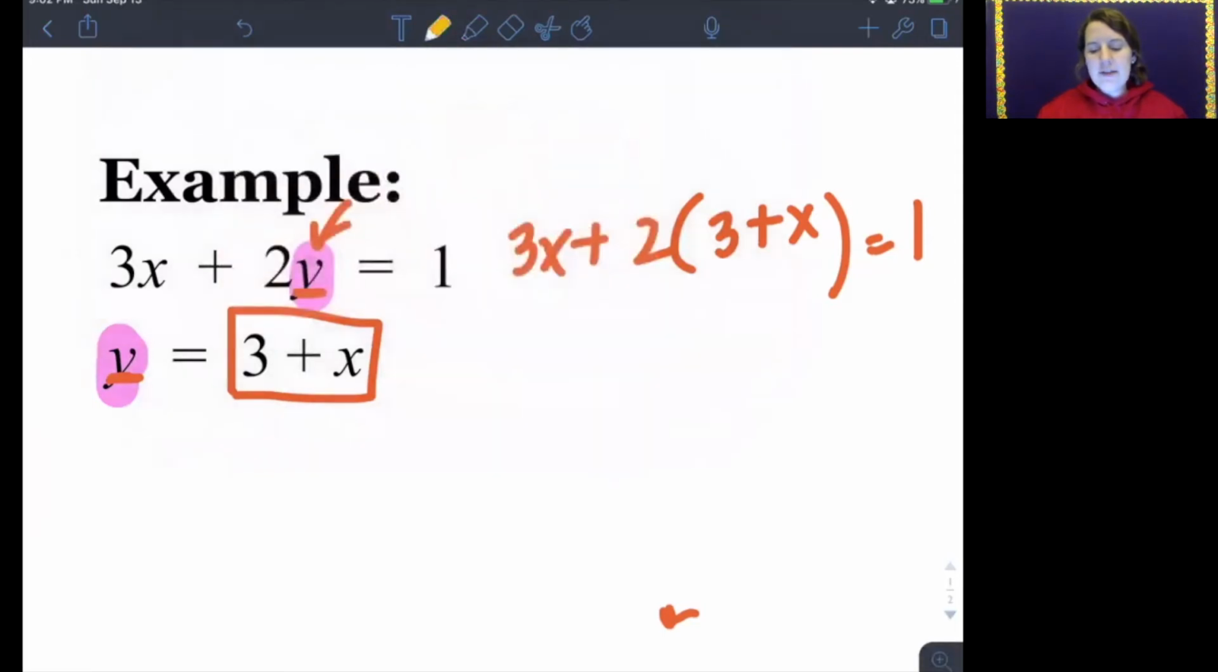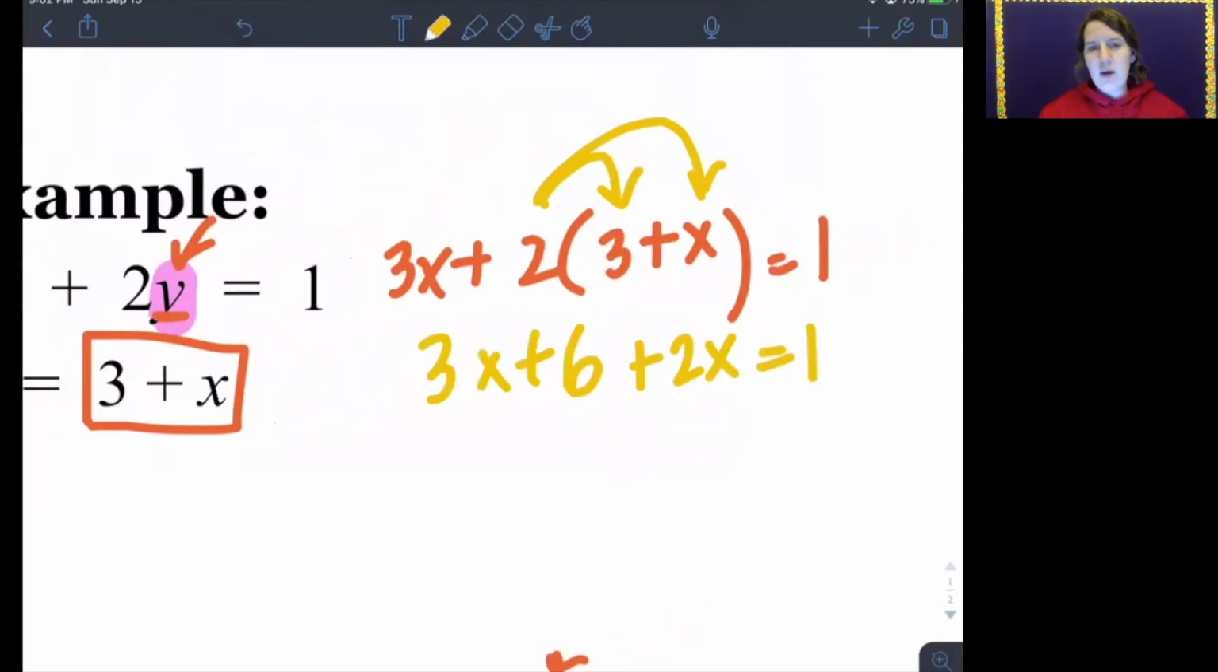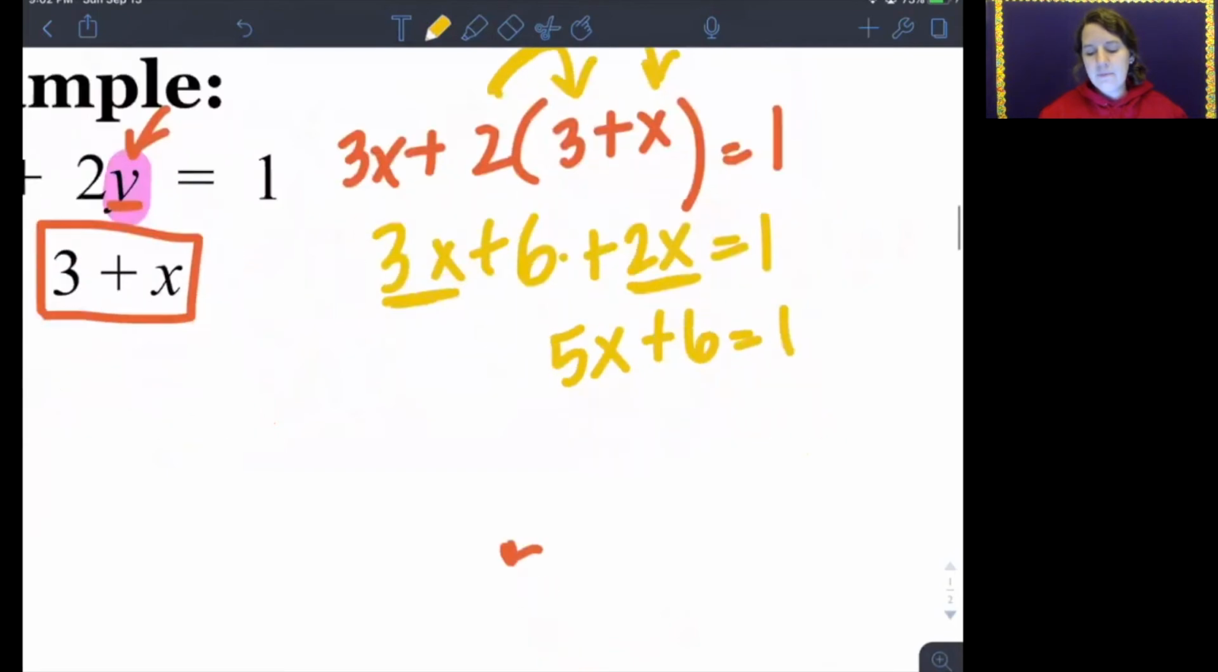The first step I need to do is distribute out this 2. So that's going to be 2 times 3, which is 6, 2 times x, which is 2x. Then I'm going to bring down my 3x and bring down my equals 1. Okay, once we do that, we can combine together like terms. 3x plus 2x is 5x, I still have a plus 6 equals 1.